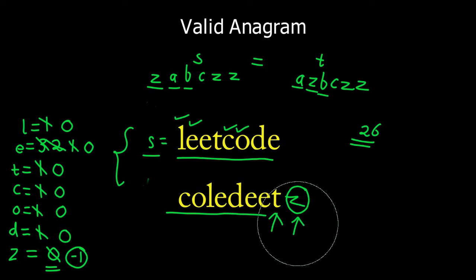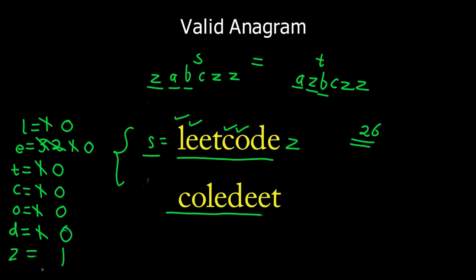Or we can have some extra characters. Suppose we have another Z here. In that case, we must have had 1 here, and if we encountered no Z here, then when we are done with this string, we'll pass through this whole map or array, whatever data structure we use, and if we see that there is some element which is unused, that is its value is not equal to 0, in that case also the anagram is not valid. So in that case also we'll return false. So that's how you can solve this question, and now it's time to code the solution.